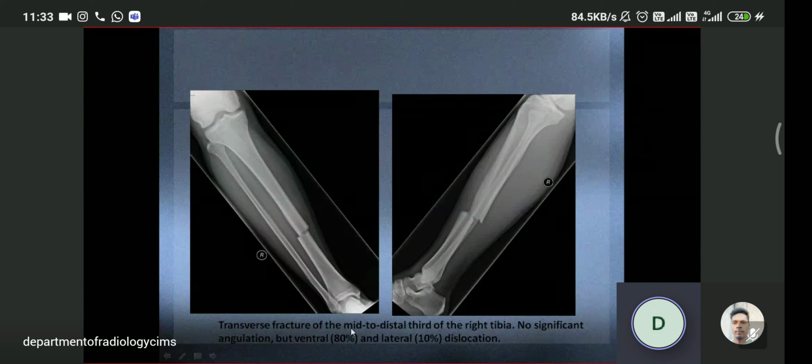Transverse fracture of the mid to distal third of the right tibia. This is the right tibia. And transverse fracture, can you see transverse fracture mid to distal? So this is the mid part and this is the distal part. So mid to distal third of the right tibia. No significant angulation. There is no angulation, but ventral and lateral dislocation is there. It means when you see the multiple views, you will see it is anteriorly and laterally dislocated.